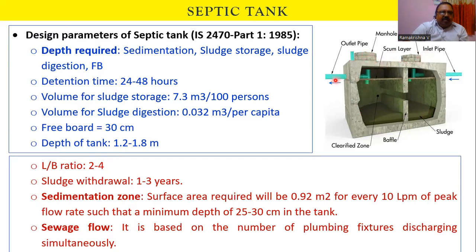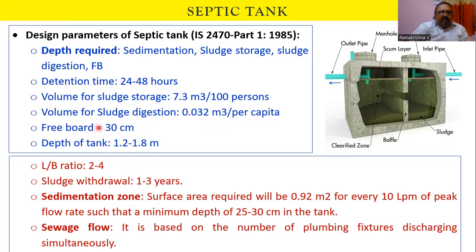This is the outlet pipe. Detention time we usually keep at 24 to 48 hours. This will help in sedimentation of the solids. The volume for sludge storage is empirically worked out as 7.3 meter cube per 100 persons, and the volume for sludge digestion is 0.032 meter cube per capita. Freeboard is usually 30 centimeters.